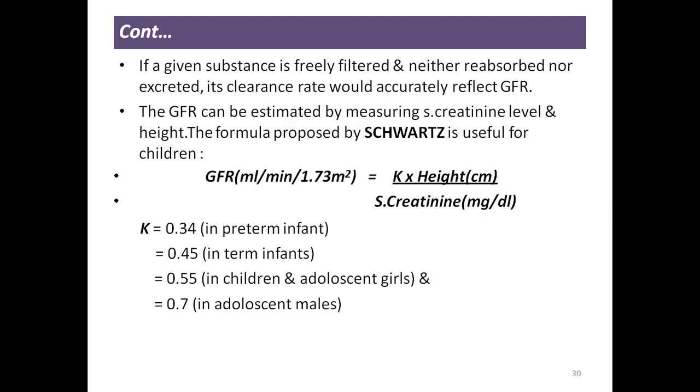K is a constant which has a value of around 0.34 in preterm infants, 0.45 in term infants, 0.55 in children and adolescent girls, and 0.7 in adolescent males. So this is the Schwartz formula for calculating the GFR.